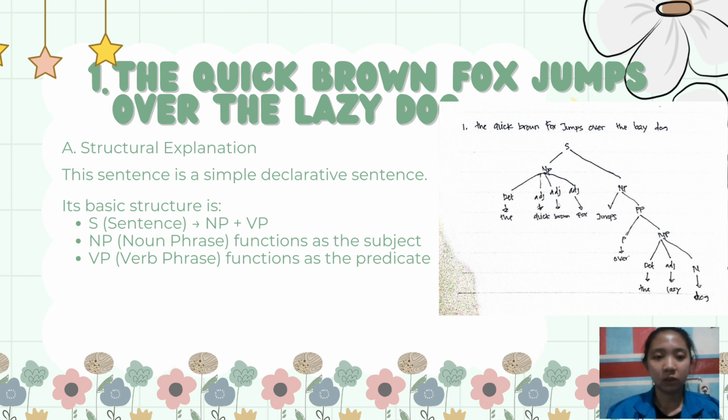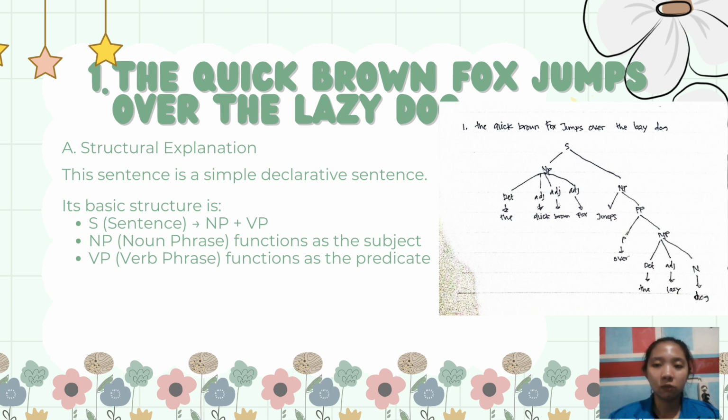Its basic structure is S, sentence, equals NP plus VP, or noun phrase plus verb phrase. The noun phrase functions as the subject, and the VP, verb phrase, functions as the predicate. The subject of the sentence is the quick brown fox.